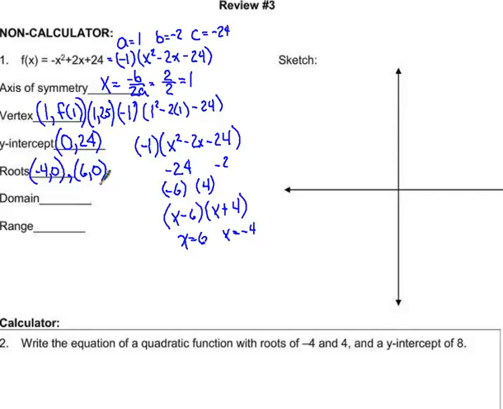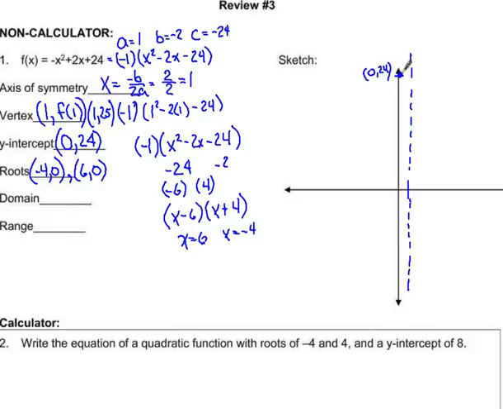Now all we need to do is come over here and graph it. We know our axis of symmetry is at positive 1. So at positive 1, we have our axis of symmetry. Go ahead and draw a dotted line showing that that's your axis of symmetry. We know our y-intercept is at (0, 24). So I'm just going to put a mark way up here at the top and say, this is (0, 24). All right. That's our y-intercept, so we'll go ahead and put a point here.